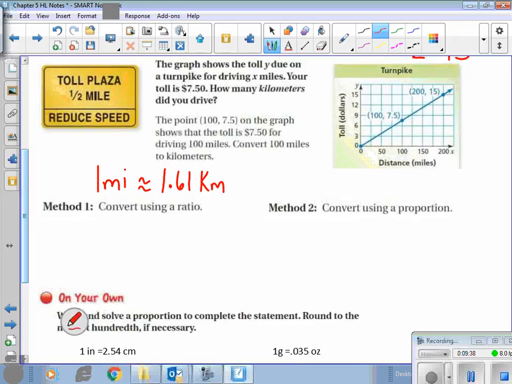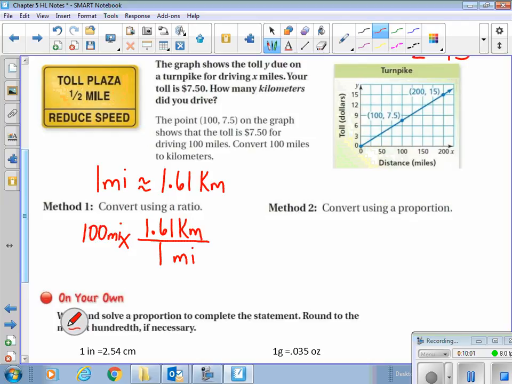To convert using a ratio, I'm going to take what we know about miles and kilometers and write it as a ratio. I know that 1 61/100 kilometers is about 1 mile. And since I want to convert 100 miles, I'm going to multiply that by 100 miles. By doing that, since I have miles diagonally to each other, they cancel out, and that would leave me with 1 unit left, which would be kilometers, which would be our answer.